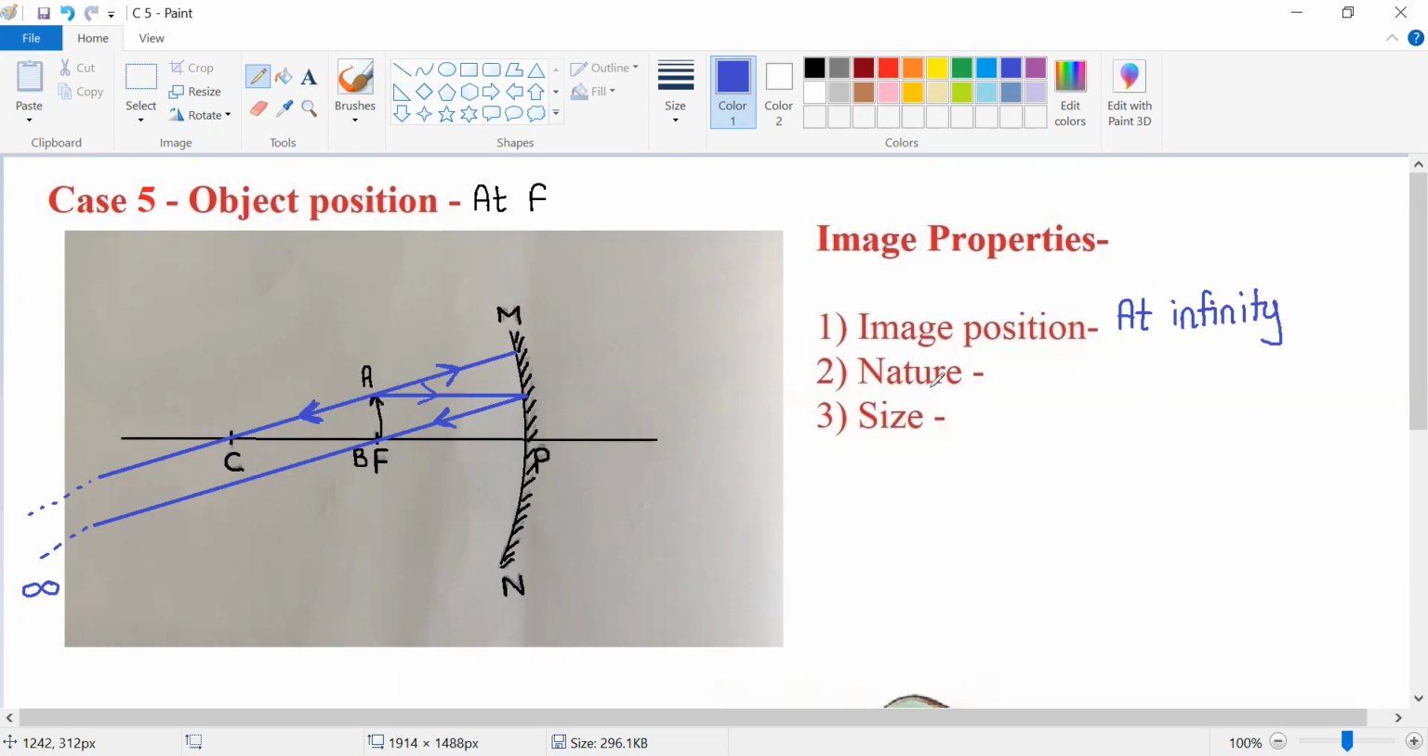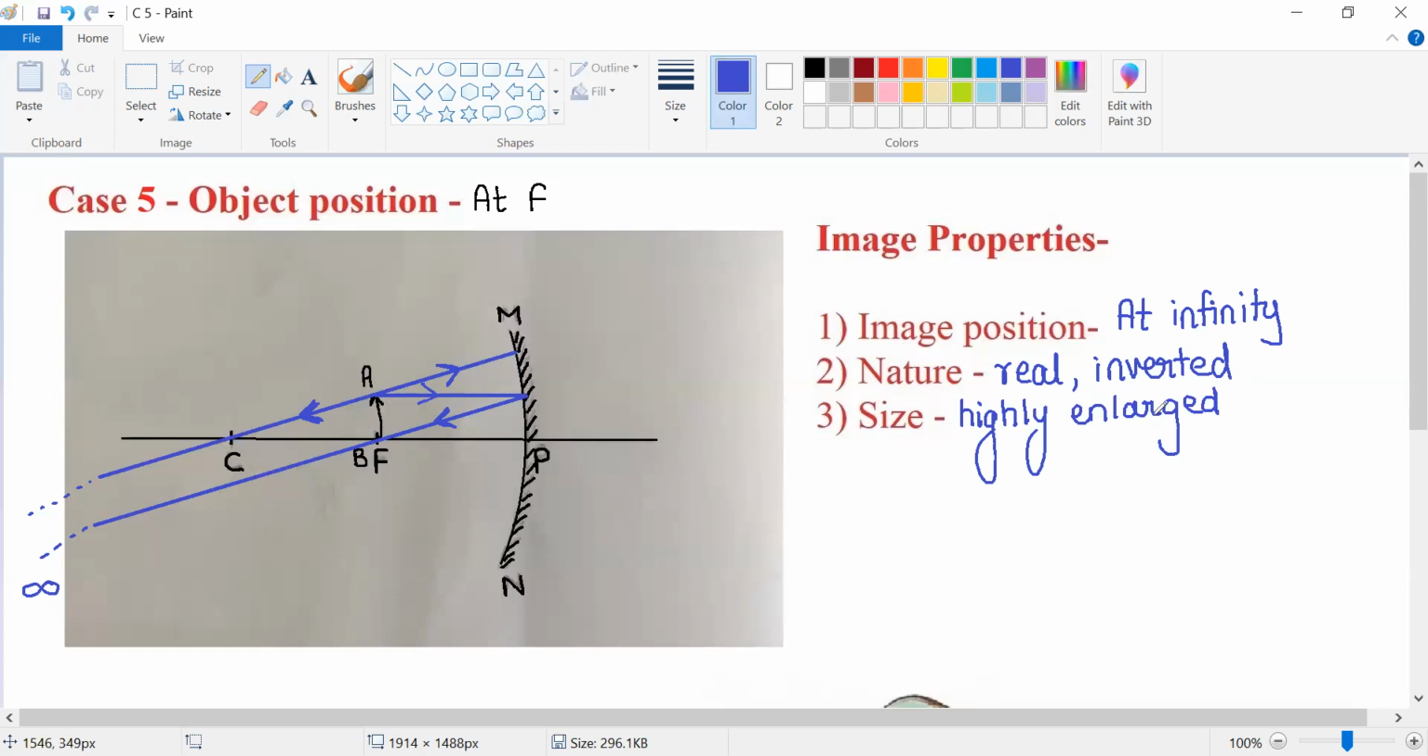What will be the nature of the image? Again, the nature of the image is going to be real as well as inverted. The image is formed in front of a mirror because of the two reflecting rays intersecting at infinity, thus it is real and inverted. What will be the size of the image? So if you compare the size of the image as compared to object, the size of the image which you will be obtaining at infinity will be highly enlarged.